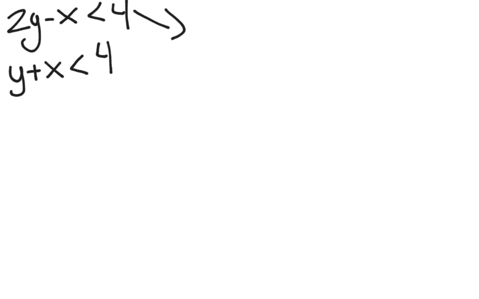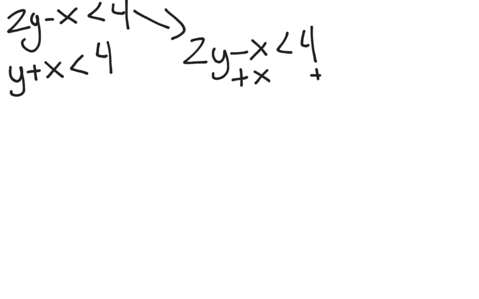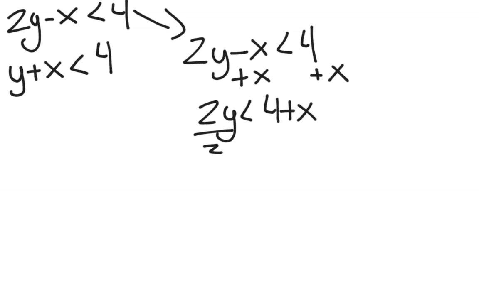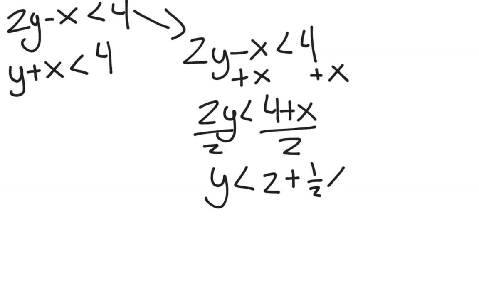So let's look at my first inequality. I have 2y minus x is less than 4. I want to isolate y, that's my goal, so I'm going to add x to both sides. I get 2y less than 4 plus x. Divide by 2 on both sides. Notice I did the whole side, not just the 4, not just the x, but both the 4 and the x. I get y is less than 2 plus 1/2 x. Got this inequality in slope-intercept form.